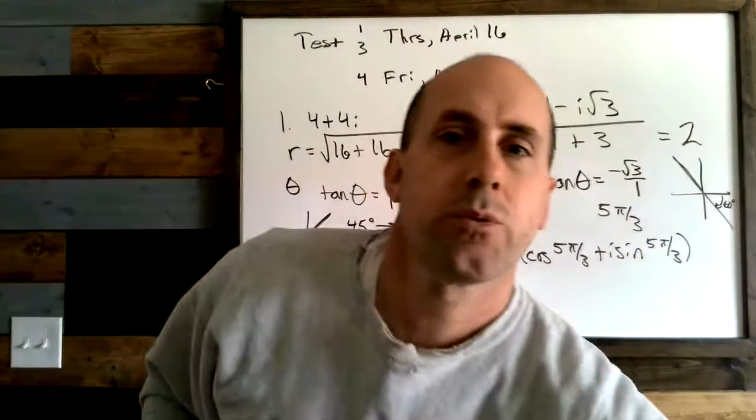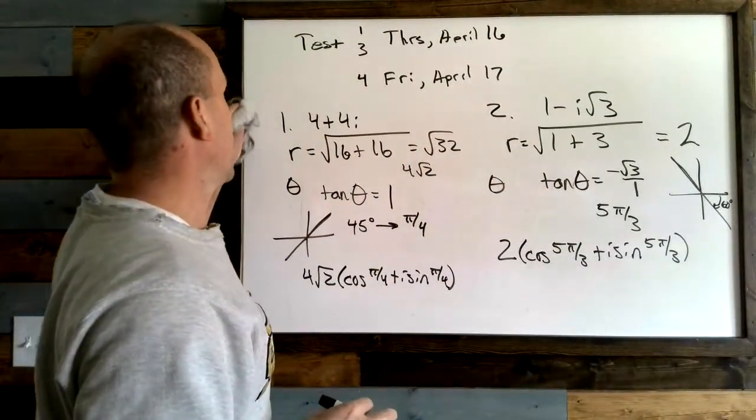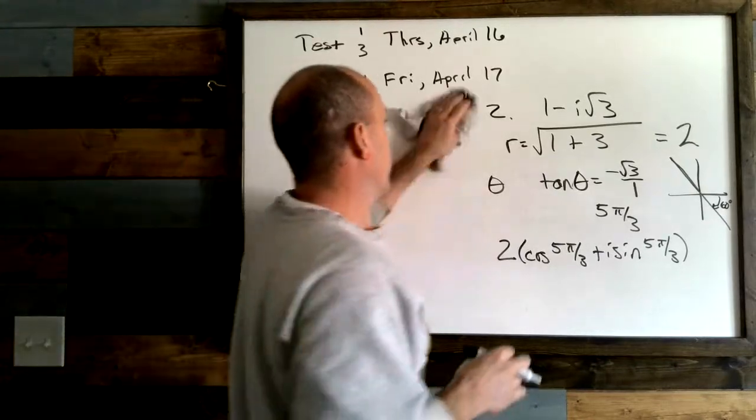So there's 2 examples. We're going to do 3 more, but those have, in fact, put you in a good shape to be able to turn things from complex form into trigonometric form, okay?